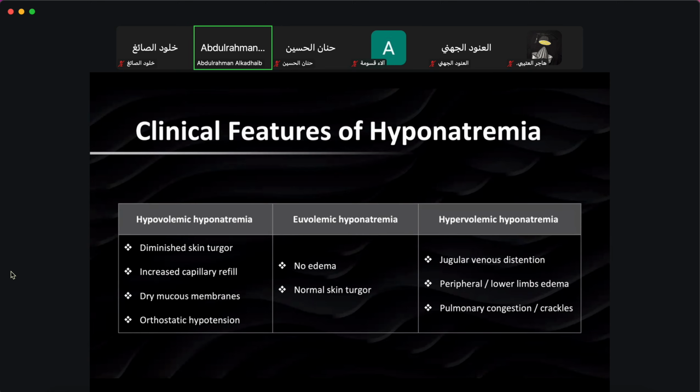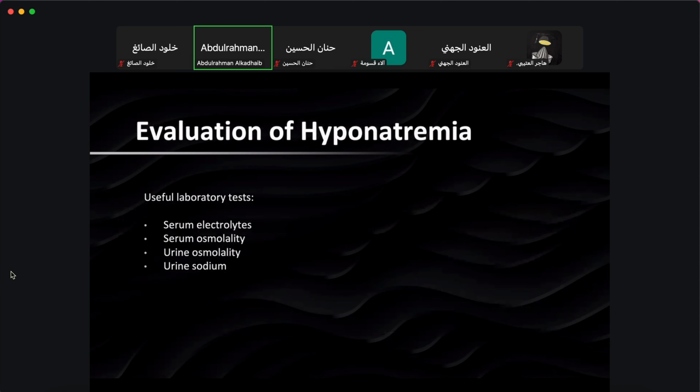And in cases of euvolemic hyponatremia, basically you will not see any signs or symptoms of hyper- or hypovolemia. And in this last subtype, as the name states, in case of hypervolemic hyponatremia, we may see signs of hypervolemia, such as crackles on chest auscultation, lower limb edema, and distended jugular veins. Please feel free to stop me at any time if you have any questions. Otherwise, we will just move on.